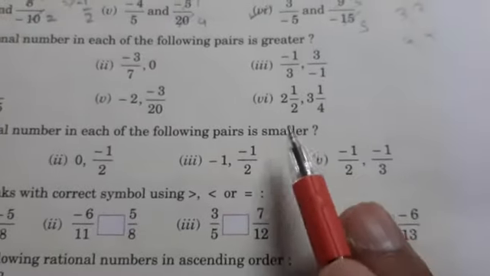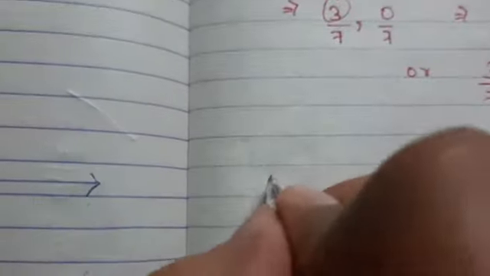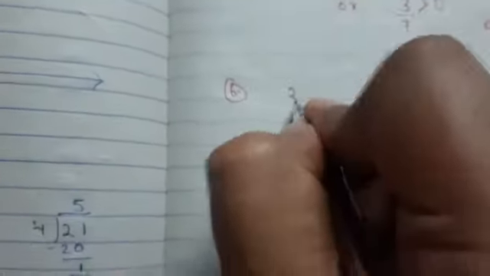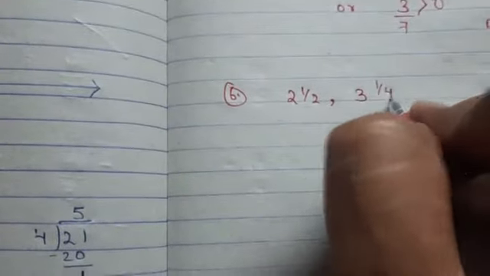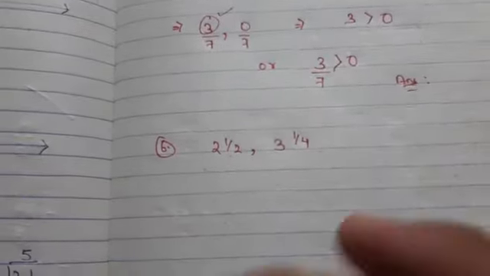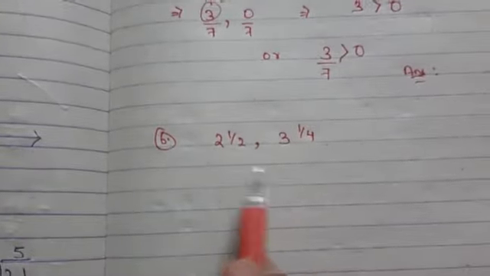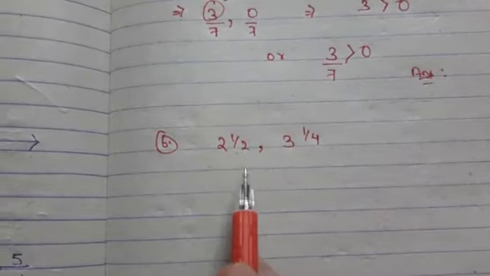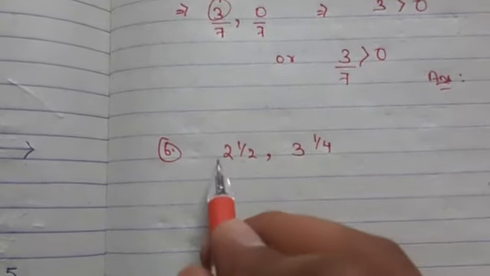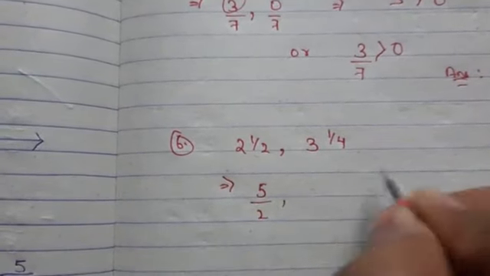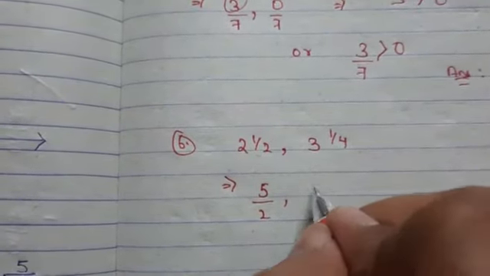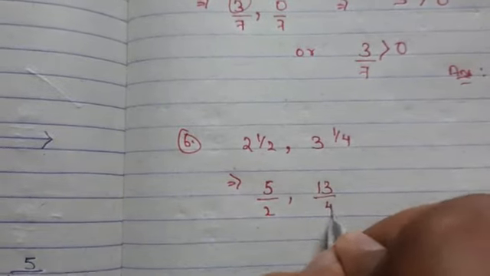Let's pick up question number 6: 2 1 by 2 and 3 1 by 4. Now this is in mixed form, so convert it into fractional form. 2 into 2 is 4, plus 1 is 5, that means 5 upon 2. 4 into 3 is 12, plus 1 is 13, so 13 upon 4.